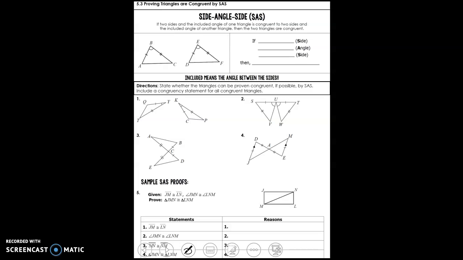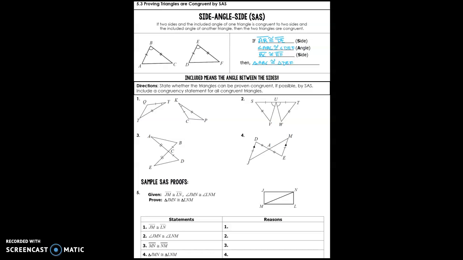So if we have triangle ABC and DEF, that means that if the side length AB is congruent to side length DE, and if the angle ABC is congruent to angle DEF, and if BC is congruent to EF, then the triangle ABC is congruent to the triangle DEF. So the included angle means the angle between the sides.